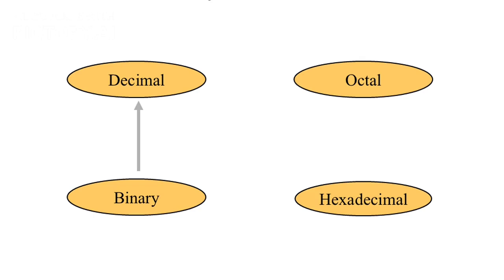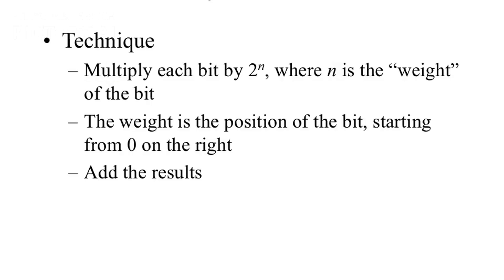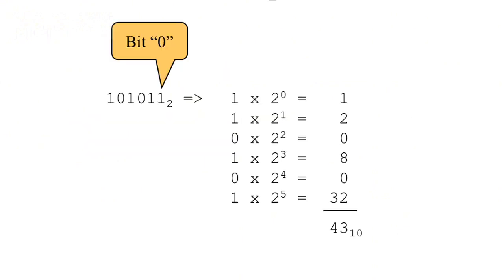Next, let's explore how to convert a binary number into a decimal number. The technique involves multiplying each bit by 2 raised to the power of its position and summing the results. Here's an example of converting the binary number 101,011 to its decimal equivalent.